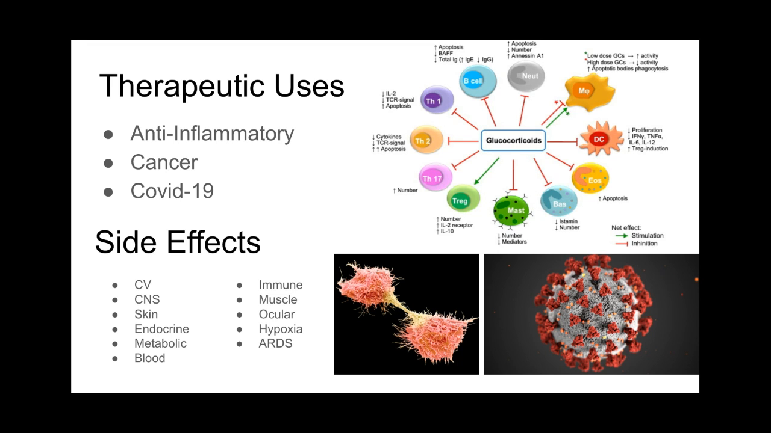Dexamethasone does, however, have a number of side effects. These include cardiovascular side effects, side effects of the central nervous system, the skin, endocrine side effects, metabolic side effects, hematological side effects, immune, musculoskeletal side effects, ocular side effects, hypoxia, and if used improperly, it can actually cause acute respiratory distress syndrome.